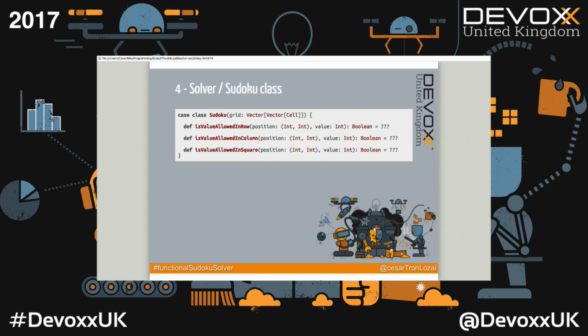The first method is a value allowed in a row, in a column, in a square. And the signature is, well, I'm going to give it the position. So it's a tuple. The first one would be my row index, then my column index. And then I'm going to test for a specific value. Can I put a 5 in that square? And it's going to return a Boolean, true or false, depending on whether I can do it.